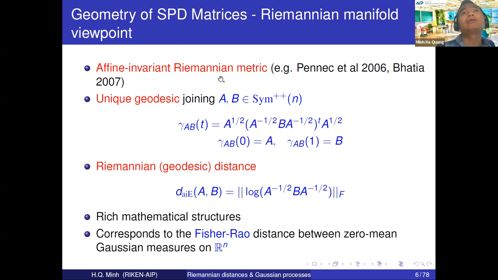The affine-invariant Riemannian metric has been studied a lot, and we can compute many things explicitly. For example, it's a manifold with non-positive curvature, so it has a unique geodesic joining any matrices A and B, and this geodesic has a closed form formula. Its length is the Riemannian distance, which also has a closed form formula. Basically, it's half of the Fisher-Rao distance between two Gaussian measures on R^n. A lot of things have been studied about this.